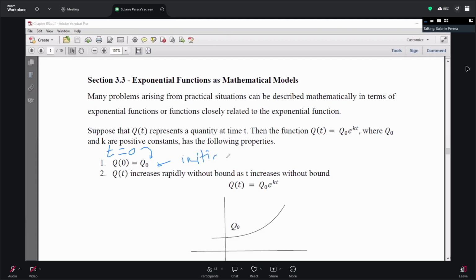And the other thing is, Q(t) increases rapidly as t increases without a bound. So you know that as t approaches infinity, e to the t will approach infinity. That's what it says here: Q(t) increases rapidly without a bound. So this is the graph of Q(t), where Q(t) is Q naught e to the kt. When t is equal to 0, the initial value is Q naught. Do you all understand?